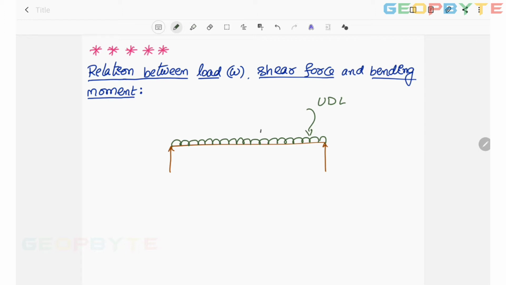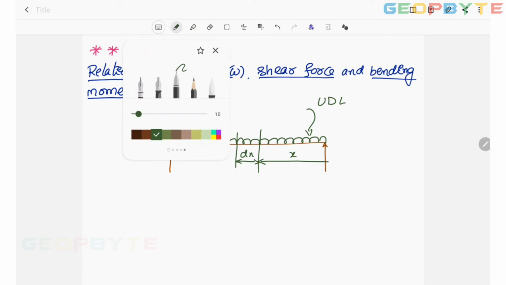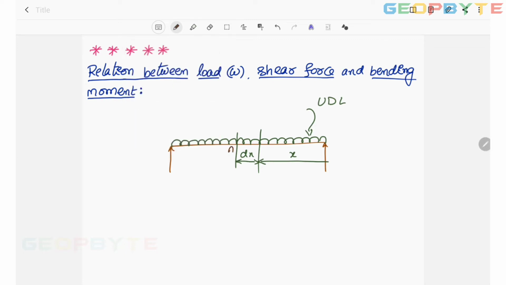Now let us consider a section. Let that section length be dx at a distance of x from the right support. I considered a small portion of the simply supported beam which is carrying the UDL at a distance of x for a length or width equal to dx. Now let us mark the points. This is A, B.